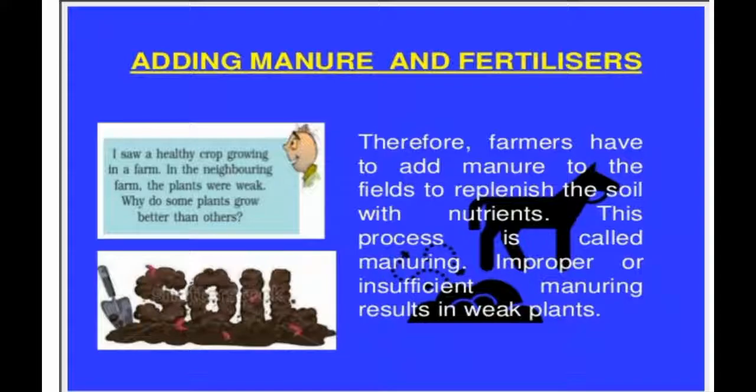We can go for green manure, or we can go for vermicomposting, which you have already studied in class 6. These green manure and farmyard manure all come under organic farming, wherein we will not be using any chemical method.